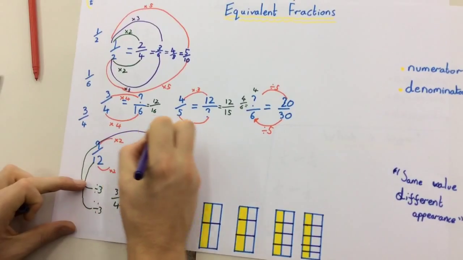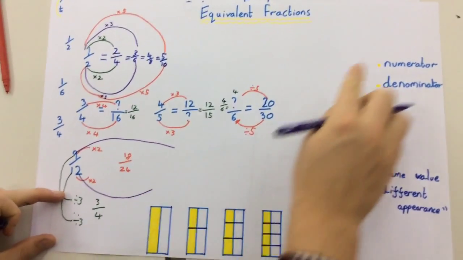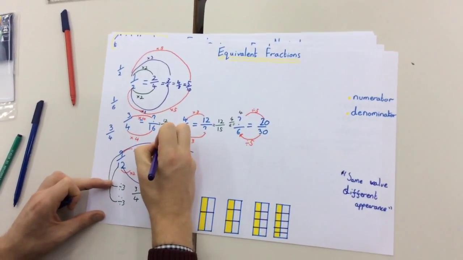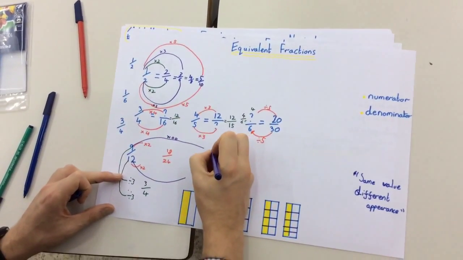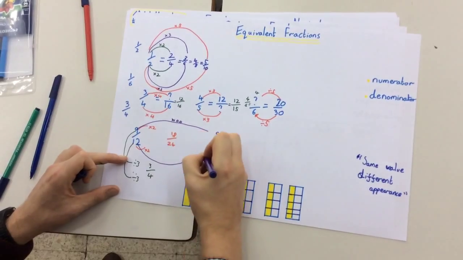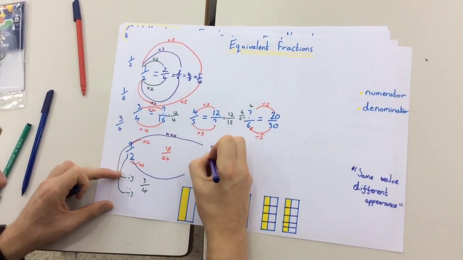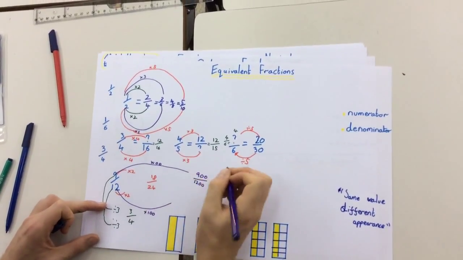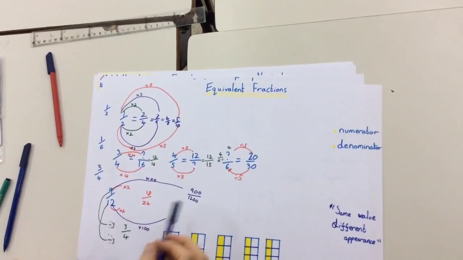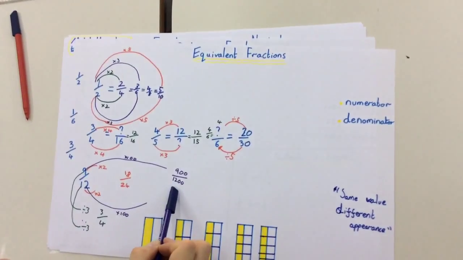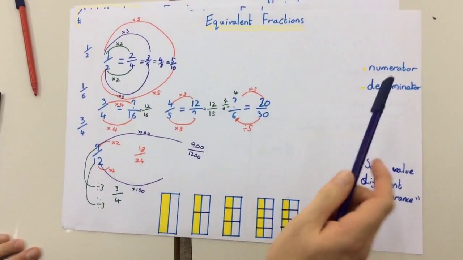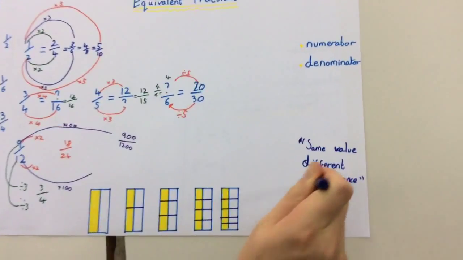Could do anything to it. I could even times it by 100, but as long as I do the same to the numerator that I do to the denominator. Times this by 100 gives me 900. Times this by 100 gives me 1,200. So that means that 900/1,200 is equal to 9/12, which is also equal to 3/4. Same value, different appearance.